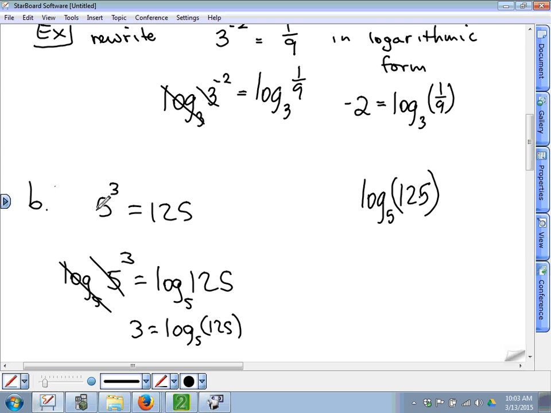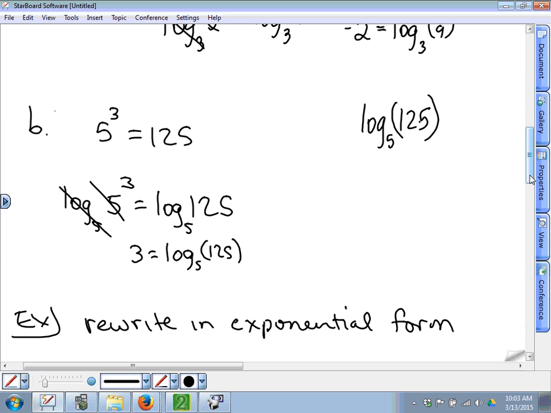If a logarithm cancels a base, what cancels a logarithm? A base. Let me ask that again. If a logarithm cancels a base, what cancels a logarithm? A base. So we have to go the other way now. We've got to rewrite it in exponential form. I'm going to give you something in logarithmic form. You've got to rewrite it in exponential form.